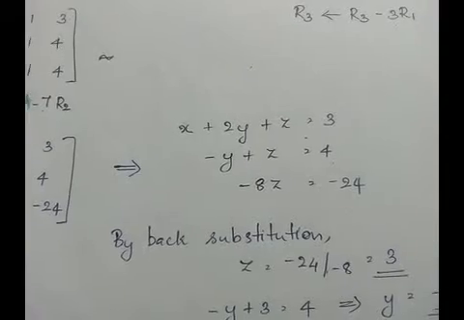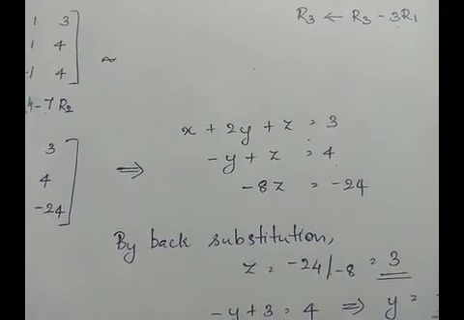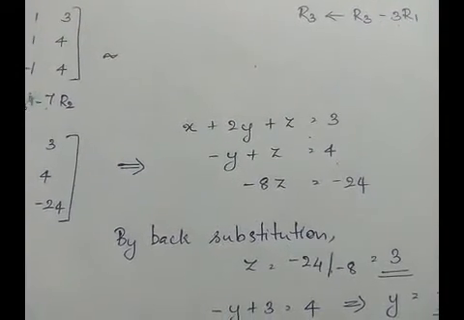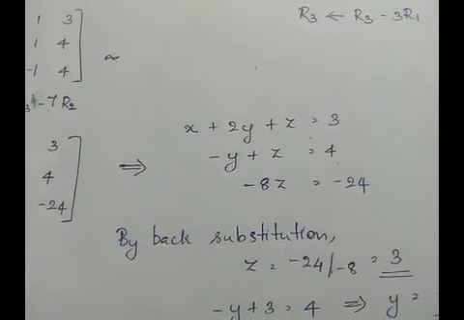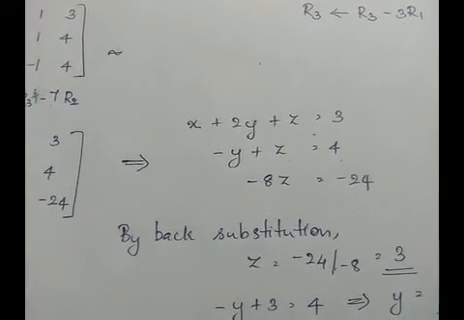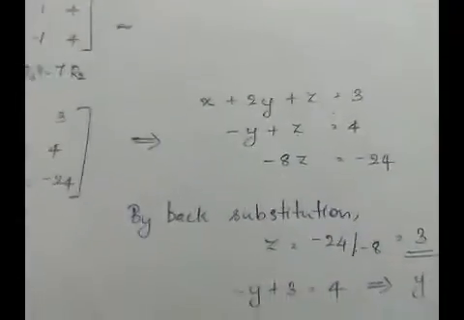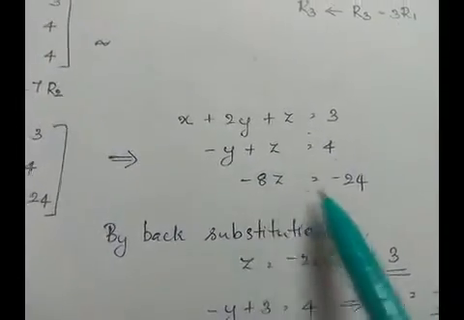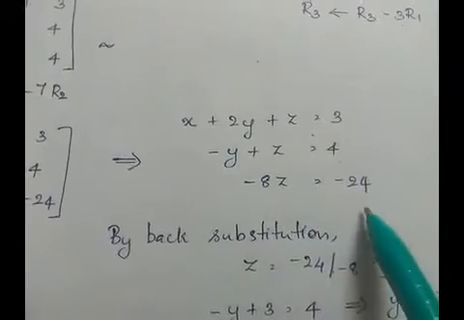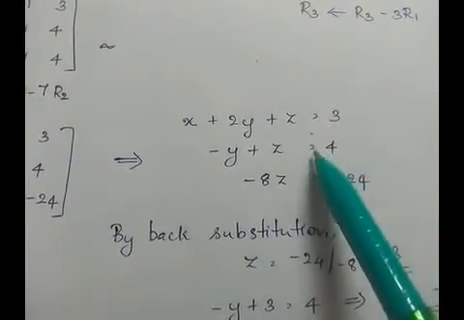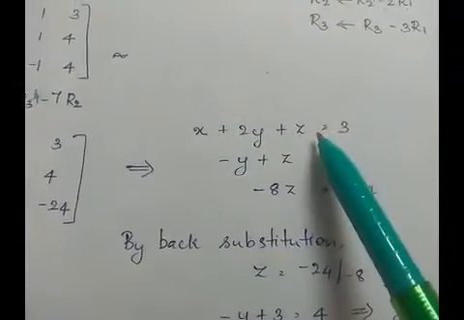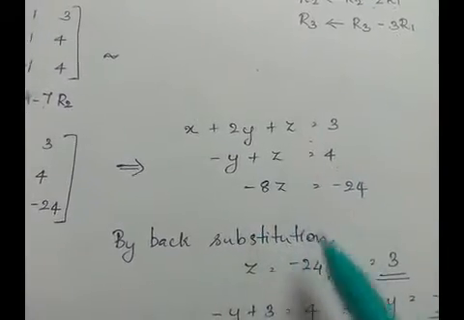Now look at the equations. We have to solve these equations to get the values of the unknowns, and it is done by the back substitution method. The back substitution method means we will be going from the last equation. We will first solve the last equation, then using that we will solve the second one, and using that we will solve the first one. That is the back substitution method.